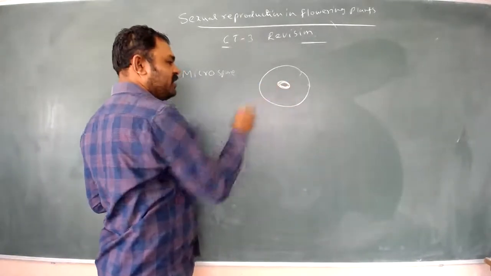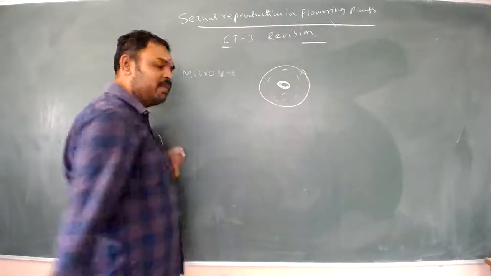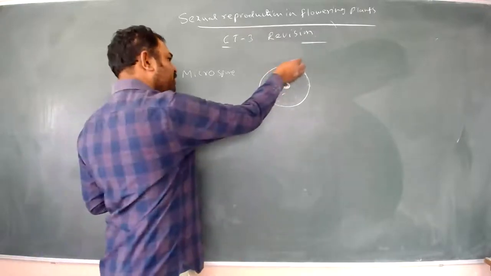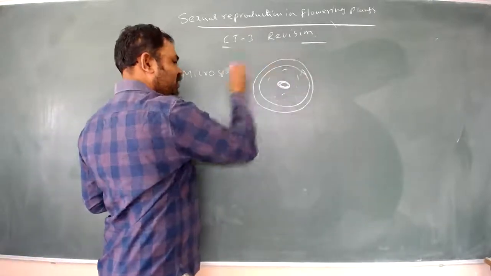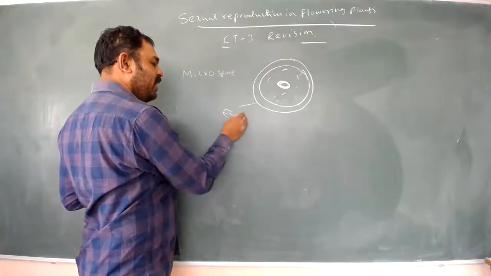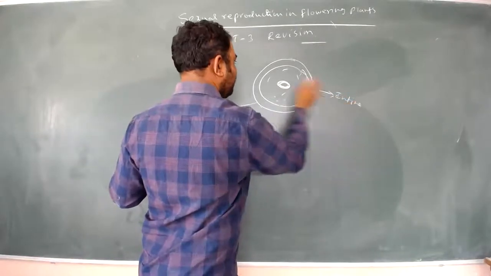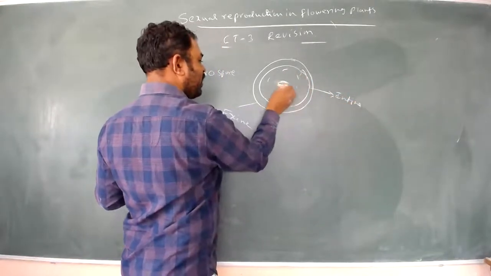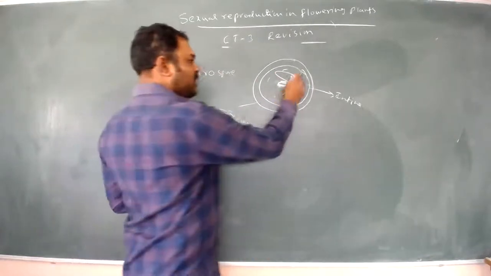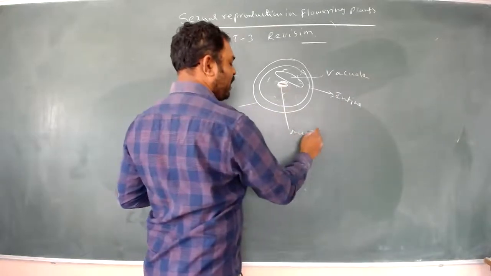There is a nucleus, and there is cytoplasm. There is a plasma membrane. This is the pollen grain. But the pollen grain is surrounded by two layers. What are the two layers here? The outer layer is called the exine. The inner layer is called the intine. And there can be a vacuole. It has a nucleus and a vacuole. This is a vacuole, a space. This is a nucleus.